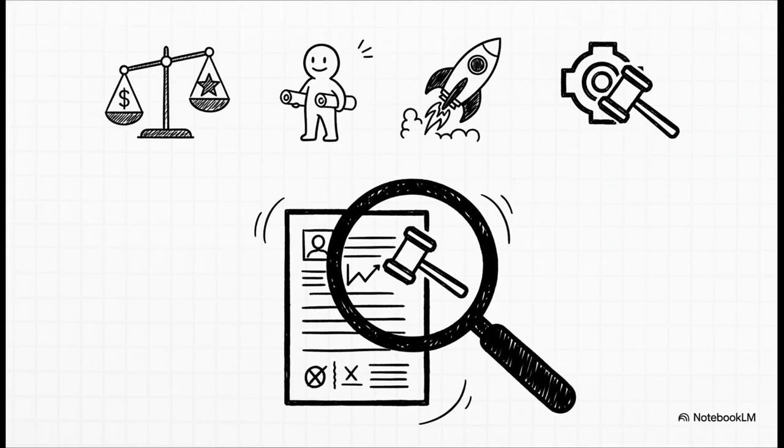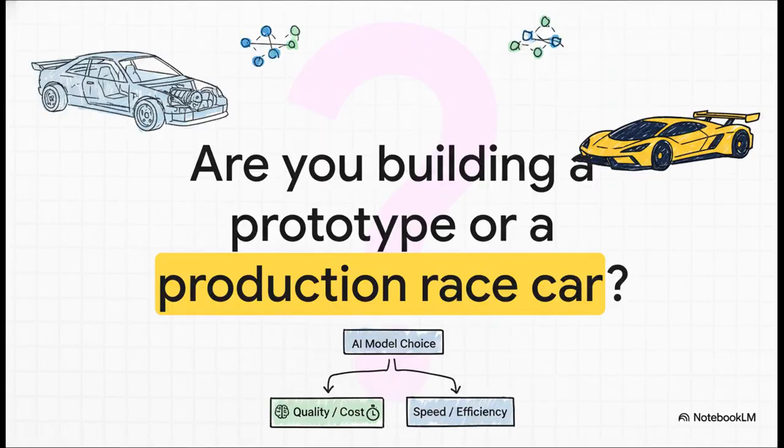And most importantly, and I can't stress this enough, benchmarks are a guide, but you have to test on your own data. At the end of the day, your choice of an embedding model is a bet. It's a bet on the future of your project. It's a foundational architectural decision. So you have to ask yourself, are you just building a quick prototype scooter to get around the block? Or are you engineering a production race car built to perform and scale for the long haul? The answer to that question, well, it will guide you to the perfect engine for the job.